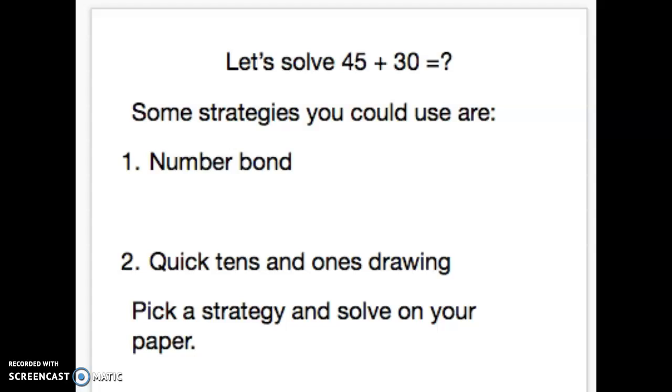Let's solve 45 plus 30. Here are some strategies that you can choose. Number 1, a number bond, or number 2, quick tens and ones drawing. Choose one of these strategies and solve this problem on your paper.